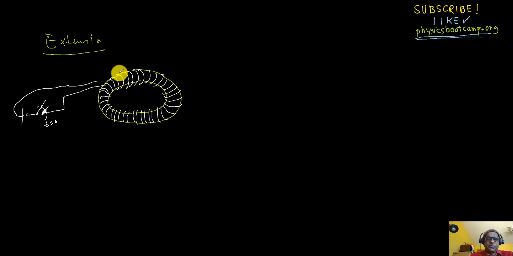So you wind, it's called a toroid. You wind this. Okay, so you wind it, and then you turn the current on at t equal to 0. So figure out what the self-inductance of this loop will be. Find the self-inductance. So you will need to figure out.